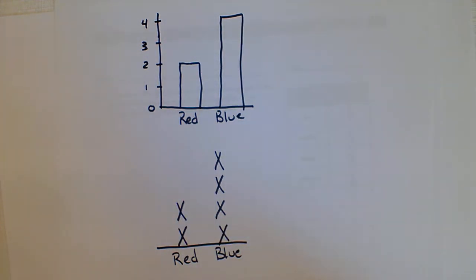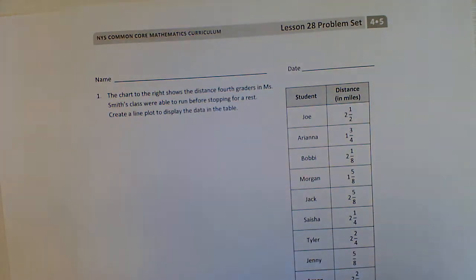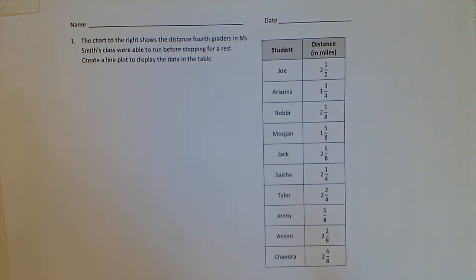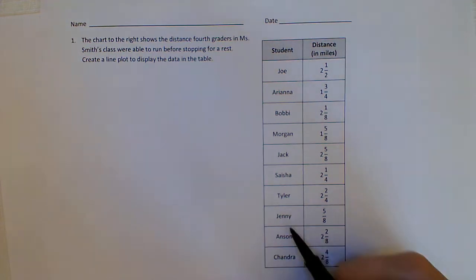Okay, so let's get back to what we are doing today. We are going to show a line plot for this data. So when I'm going to do this, the first thing that I always like to do is decide what are going to be my endpoints. What is my range? And to do that, I need to find the smallest number and I need to find the largest number. And for me, the smallest number just jumps out right here, and that's right here, Jenny.